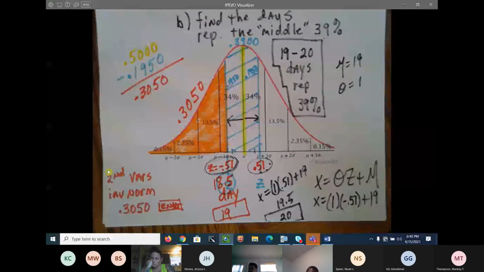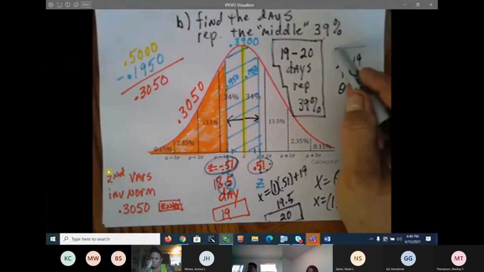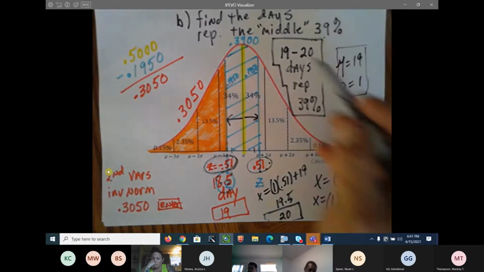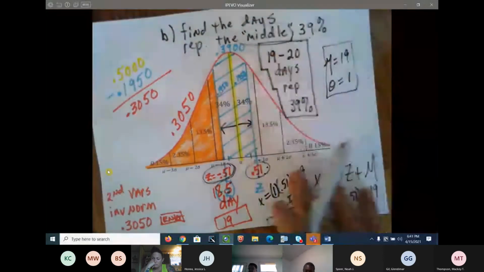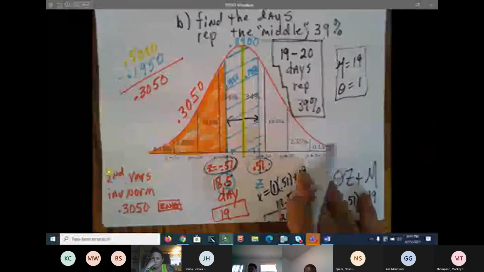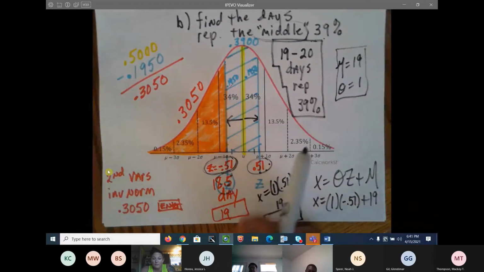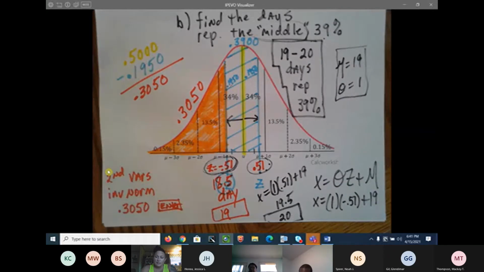And then once you have the z-score, you plug it in because this is given. Yeah, I got that. I did the chug and plug, but I'm still trying to figure out why you have two z-scores. Because it says the middle. How many blue lines do we have? 2. So you gotta have two z-scores. Negative and positive.